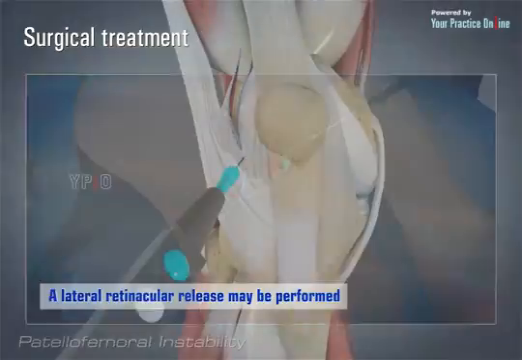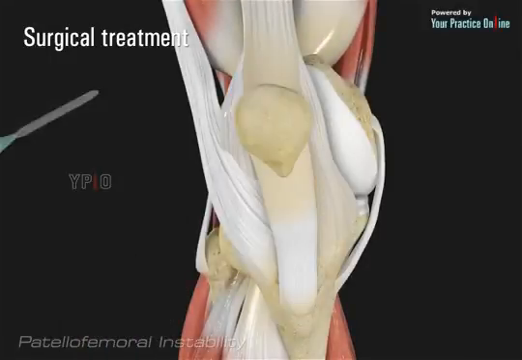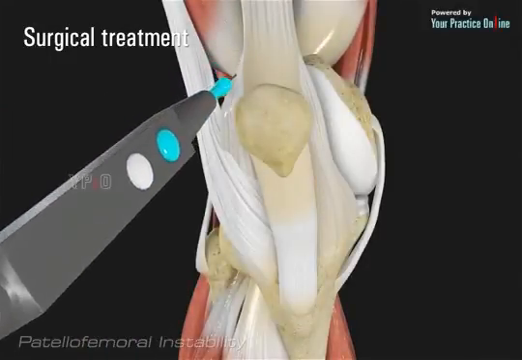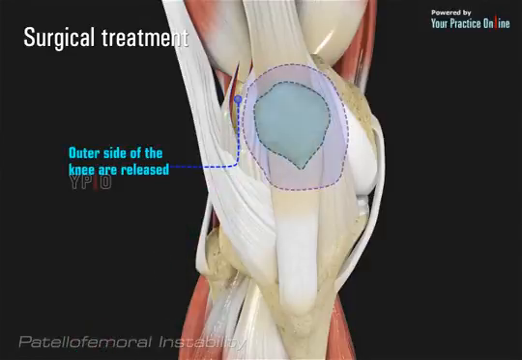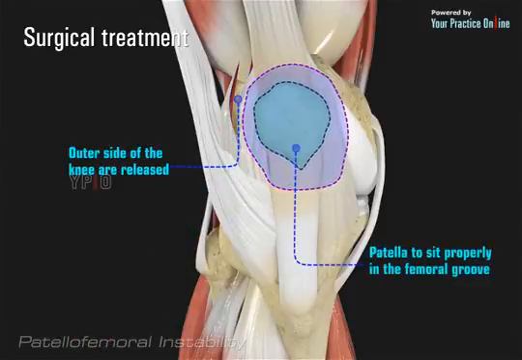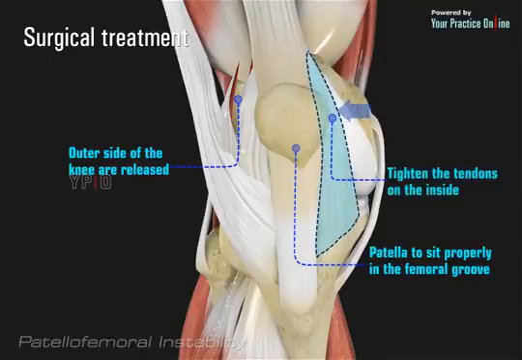Depending on your situation, a lateral retinacular release may be performed. In this procedure, the tight ligaments on the outer side of the knee are released, thus allowing the patella to sit properly in the femoral groove. Your surgeon may also tighten the tendons on the inside or medial side of the knee to realign the quadriceps.